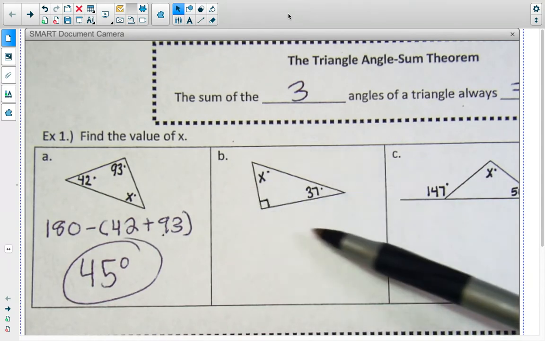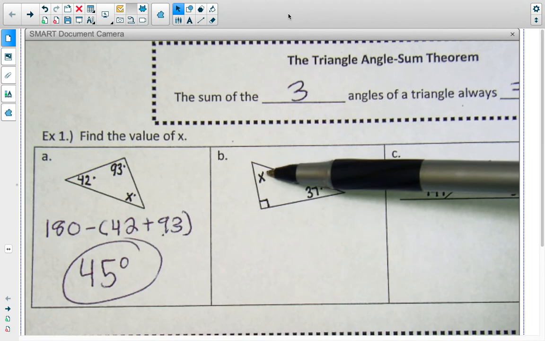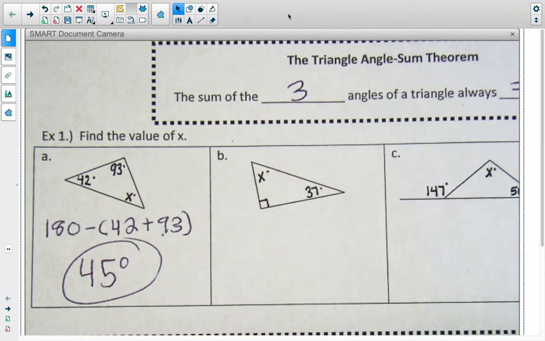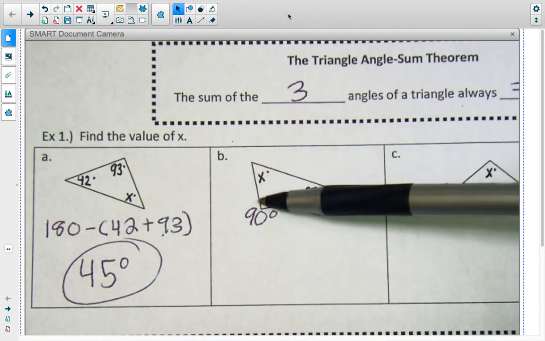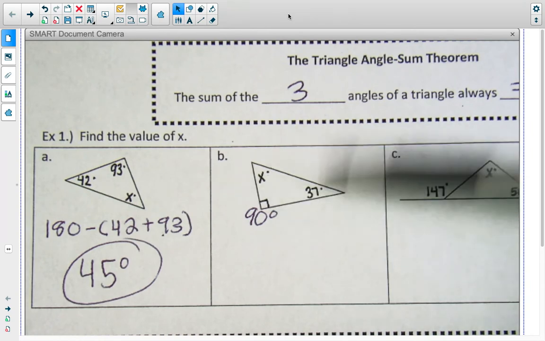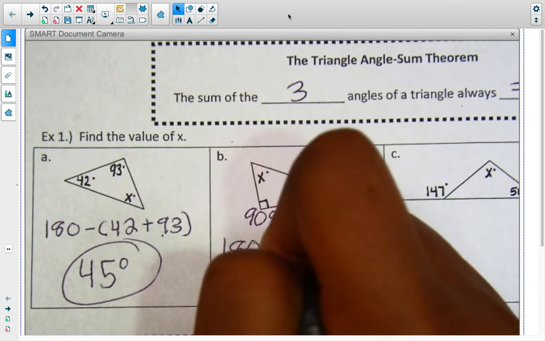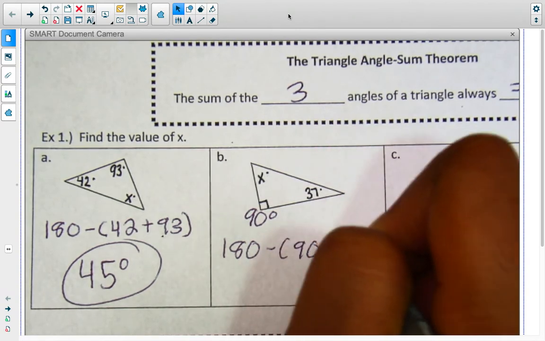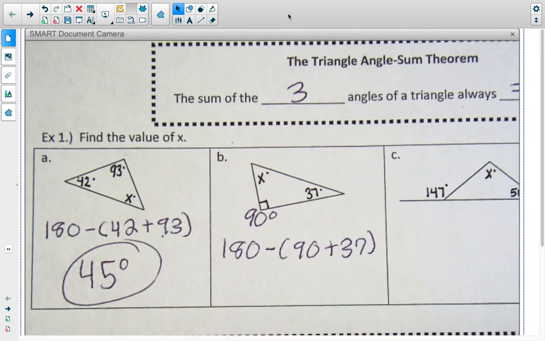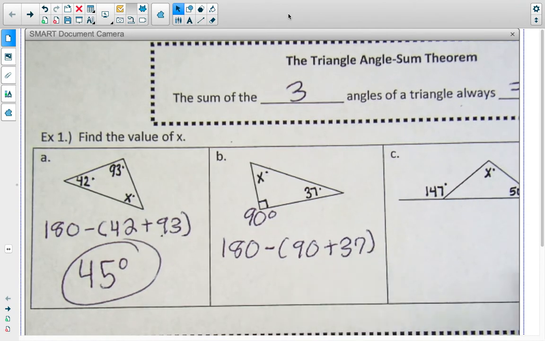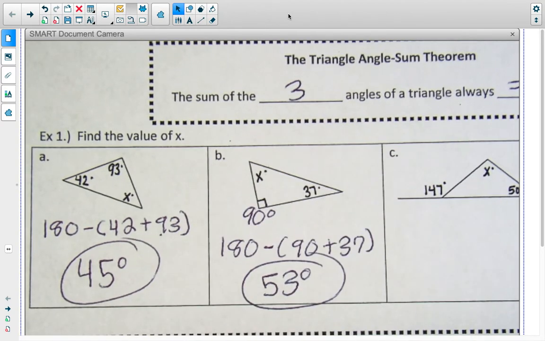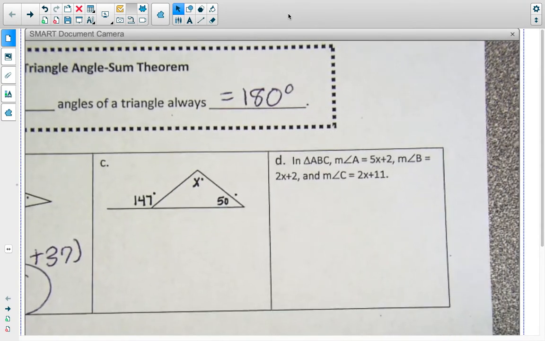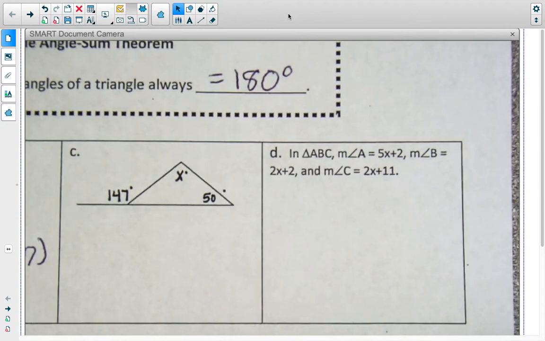Next, I have another one, same concept. I don't know what one of the angles is, but I do know that these have to sum to 180 degrees. This is X, this is 90 because this mark here means it's a 90-degree angle, and this is 37. This turns out just like the first example we did. We're going to add the 90 and 37, because together with X it has to give us 180 degrees. So I'm going to add those together, and it's going to give me 53 degrees. Again, the only theorem I'm using so far is that if I add them all up, it gives us 180 degrees. All right, C.